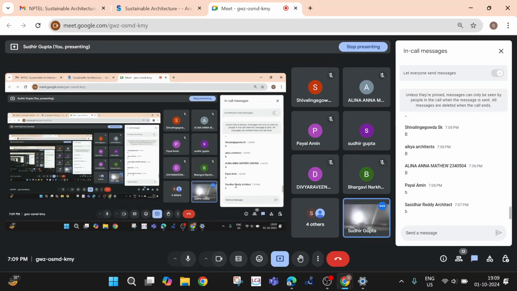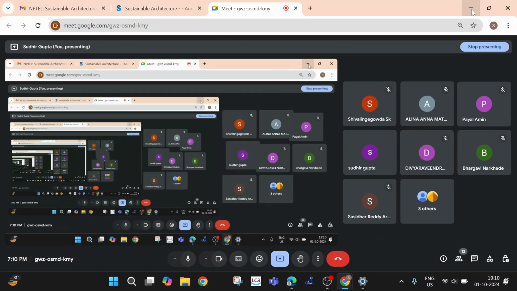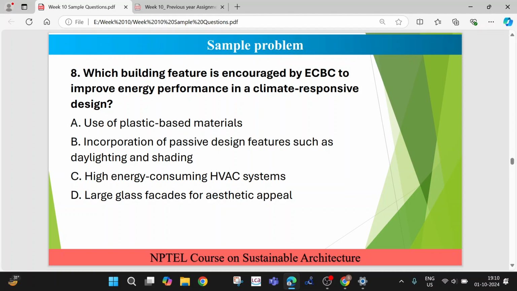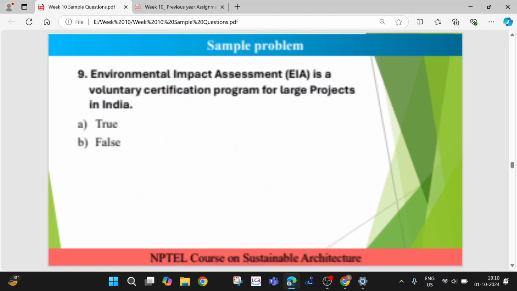Yes, all of you have given it absolutely correct. Option B. It is not encouraging much use of active resources. Mostly it incorporates passive design features such as daylighting, shading, trombe wall, as we have seen, or cool roofs, so that we can construct climate responsive designs. Option B, I am fine with that, and everybody is too. Let's move to the ninth question. Here's the ninth question.